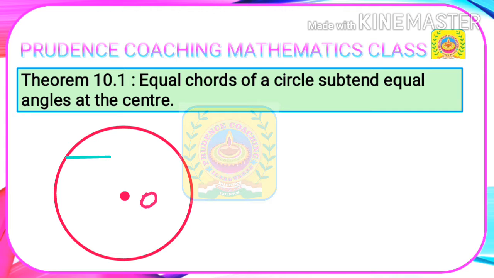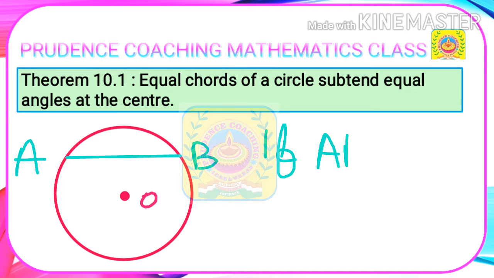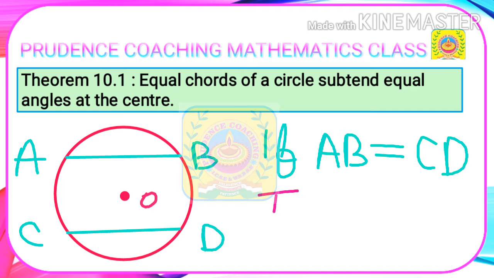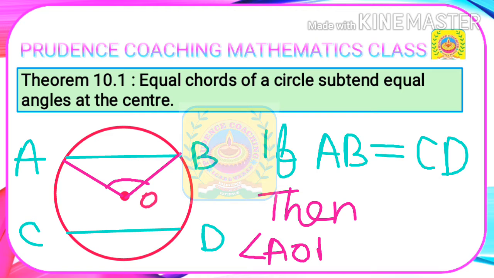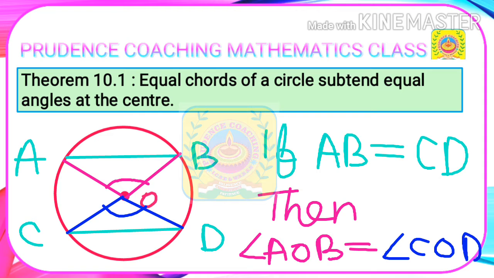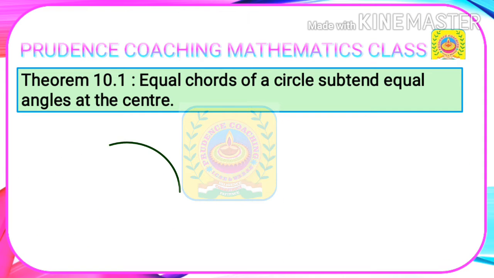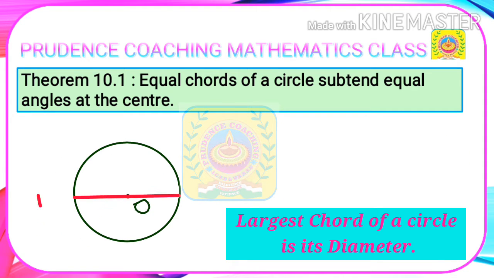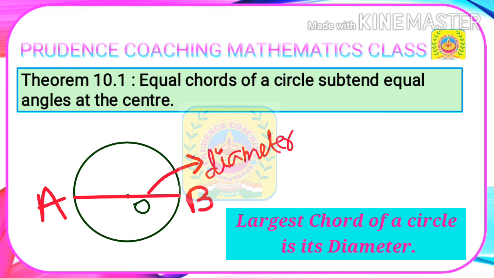And students, we all know a chord is a line starting from one end of the circumference and ending at the other end. So here AB and CD are chords, and it is said if AB is equal to CD, then the angles made by these chords at the center are equal. That is, angle AOB is equal to angle COD. And students, you must remember the largest chord of a circle is the diameter of that circle.